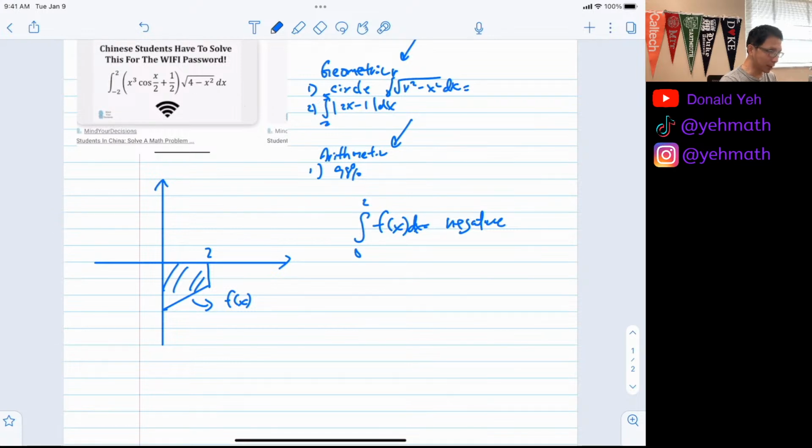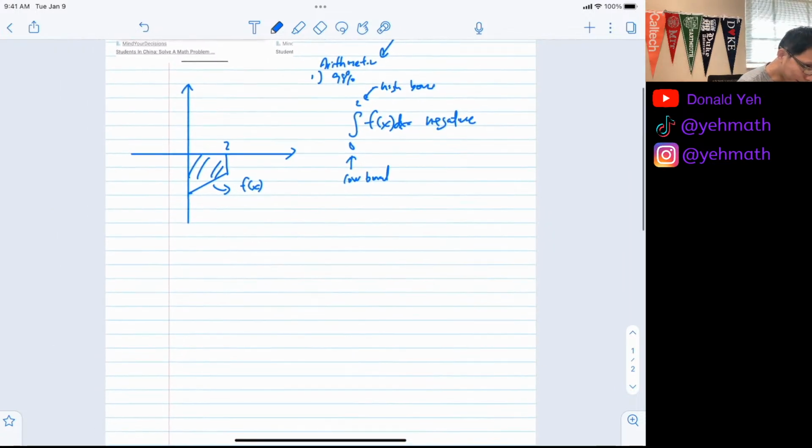But it has to be in the correct orientation, from low bound to high bound, because if I switch the boundaries, it becomes positive. So it has to be in the same orientation from low to high, and the graph is below the x-axis, and that's when you get a negative definite integral. Am I going too fast? So that's the first understanding.